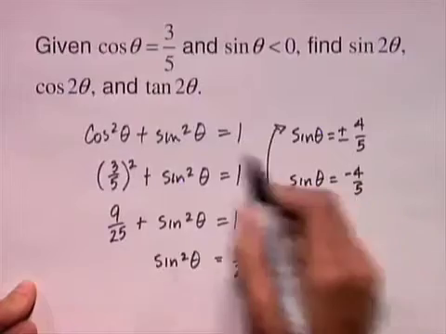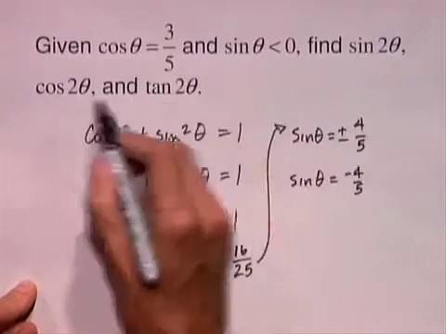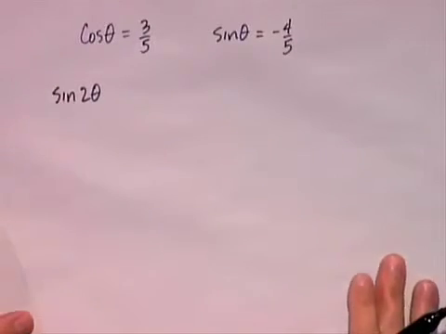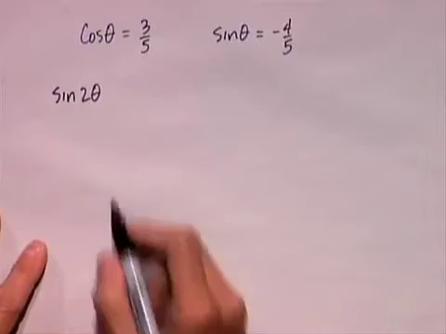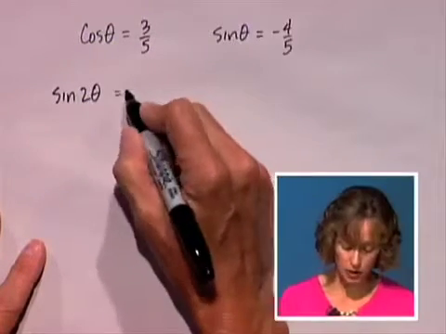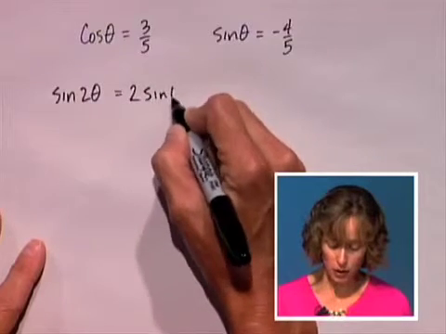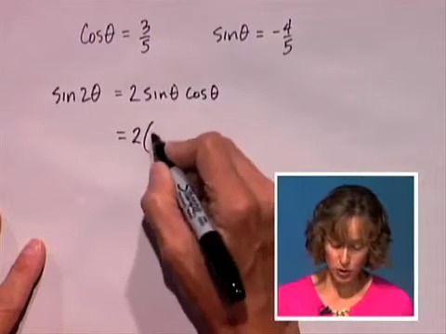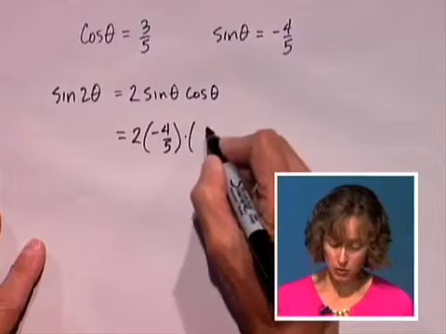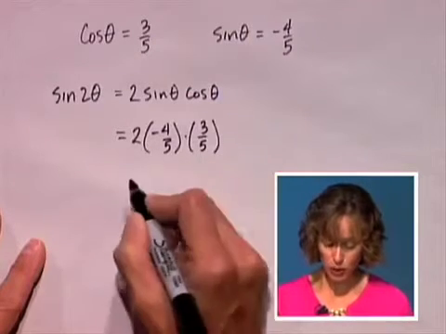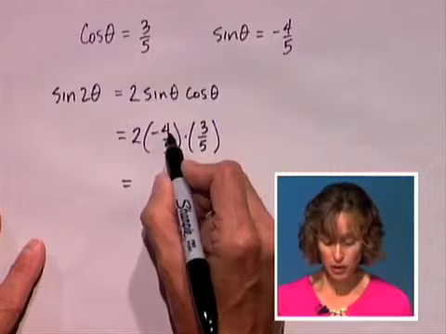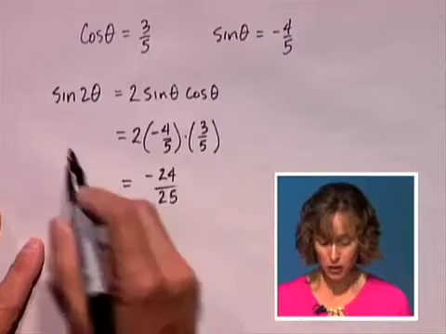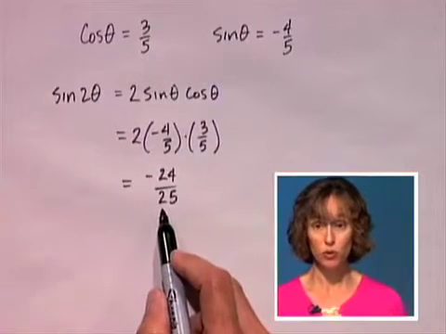Now based on this and cosine theta, I'm ready to use the double angle identities. Let's start with sine 2 theta. I know that cosine theta is 3/5, sine of theta is negative 4/5. The double angle identity for sine of 2 theta is 2 sine theta cosine theta. Put in values for those, which is 2 times negative 4/5 times 3/5, and we multiply. I have 2 times negative 4, which is negative 8, times 3, which is negative 24, over 25. The sine of 2 theta is negative 24/25.